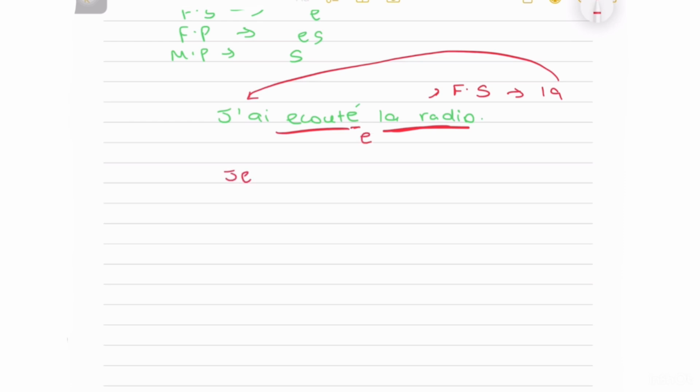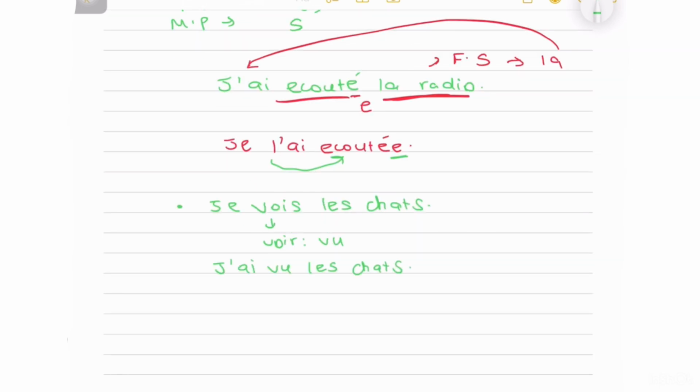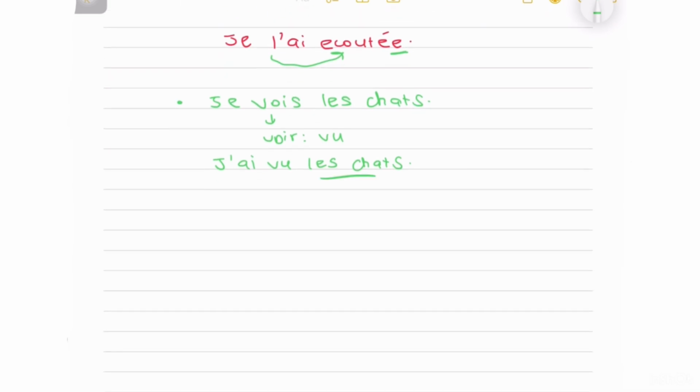So you get je l'ai écouté with an E. This E symbolizes that the noun you just replaced was feminine singular. I listened to the radio, I listened to it. So I had this sentence, right? We've already done this. Now, if it was in passé composé, that is, I saw them. So voir is your verb, and because it is an exception, you get vu. So it is this. Now, what we want to do is replace les chats. This is masculin pluriel. Okay, so I'll put les instead of it.